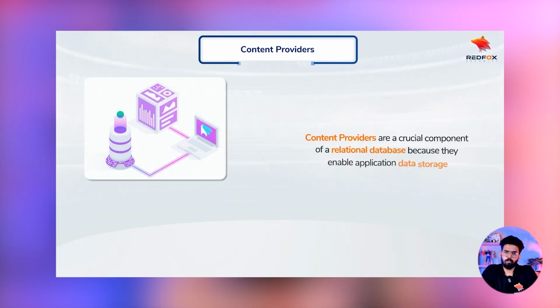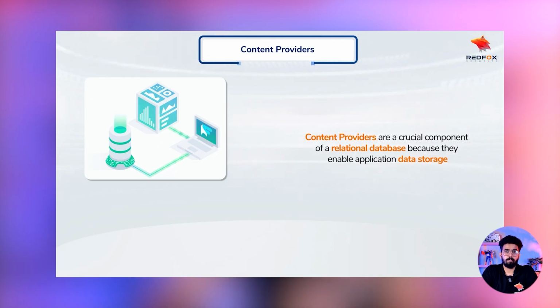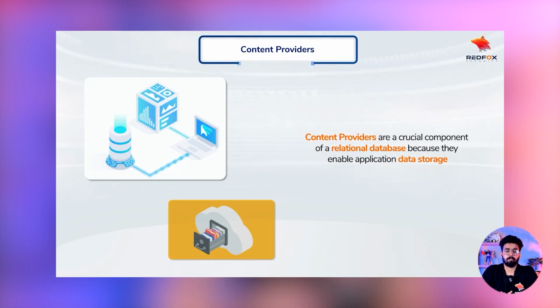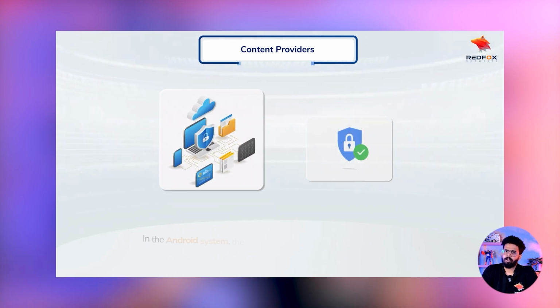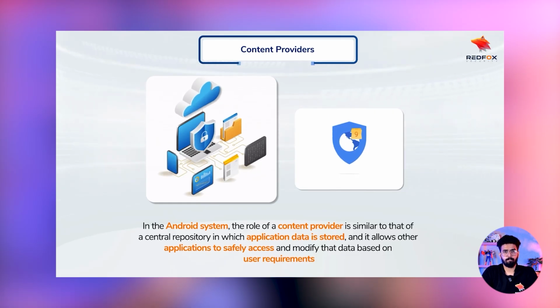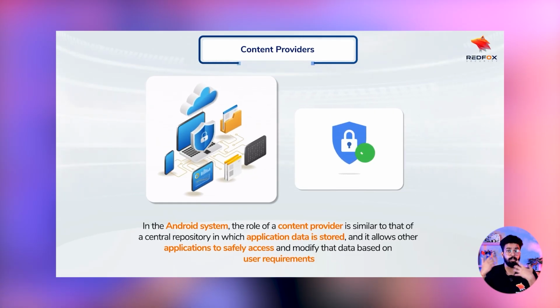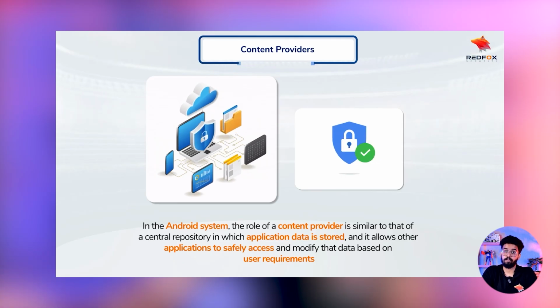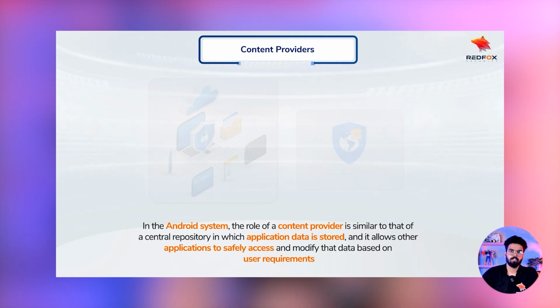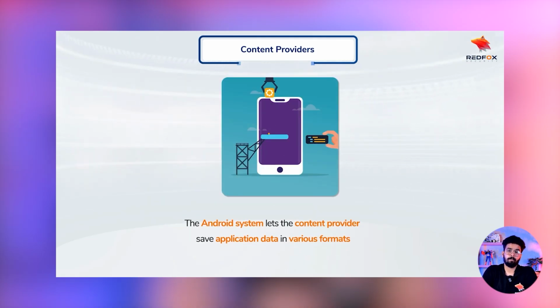The fourth component is content providers. Content providers are a crucial component of a relational database because they enable application data storage. In the Android system, the role of a content provider is similar to that of a central repository in which the application data is stored, and it allows other applications to safely access and modify that data based on user requirements. The Android system lets the content provider save application data in various formats.